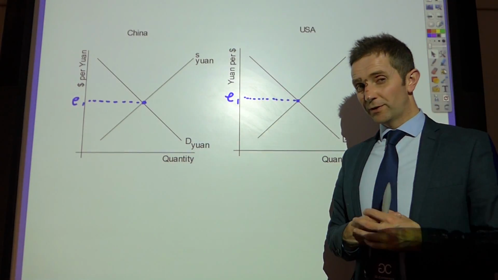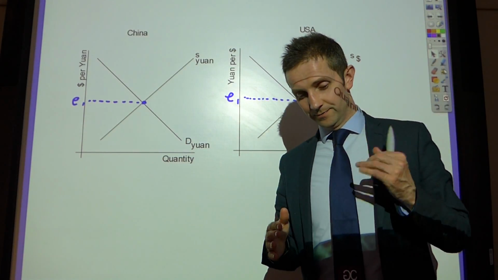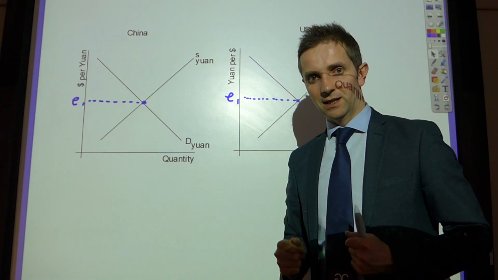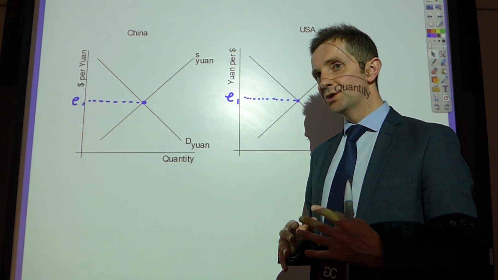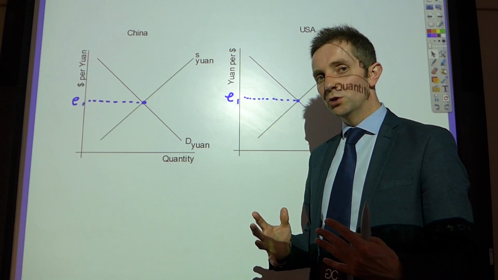So we know that we've got a savings glut, so we've got an excess of savings in China. And obviously the bankers in China will want to put this money to good use.